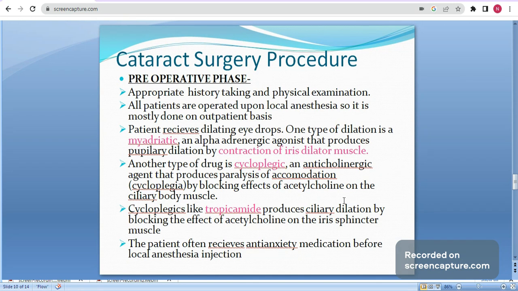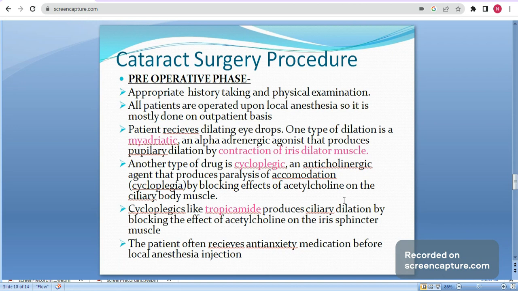Otherwise, the proper access for phacoemulsification will not be there, will be prohibited. Okay, so proper dilation of the iris is very important. Proper dilation of the pupil is very important, and for that we are using two types of medications.